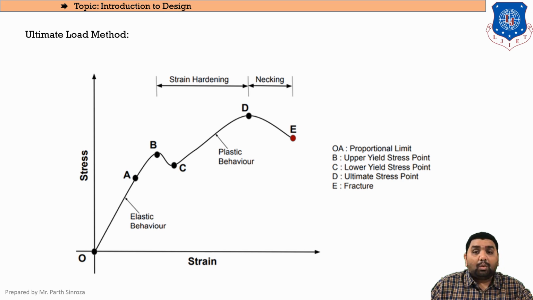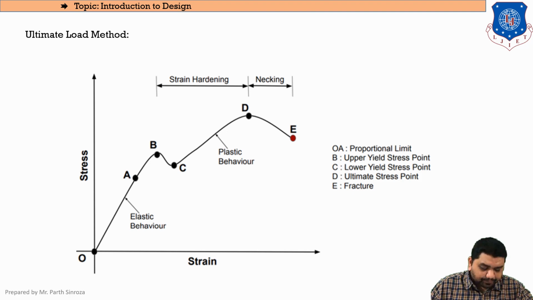Then what do you mean by ultimate load method? There were a total of 3 methods that we'll be discussing. The first method was limit state method, the second was working stress method, and the third and remaining one is the ultimate load method. As the name itself suggests, ultimate load. So what does it mean? It means designing for the maximum load that it can carry. If we take that load and design our elements according to that load, then this is called the ultimate load method. For that, we will take an example of a stress strain curve of steel.